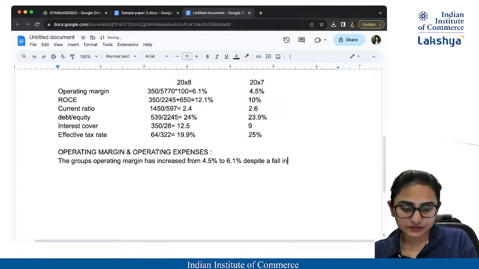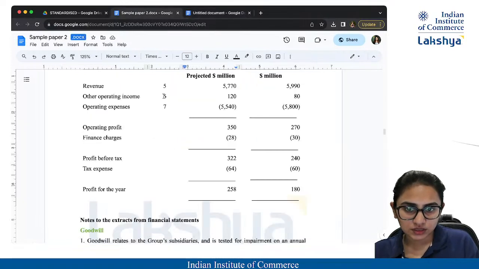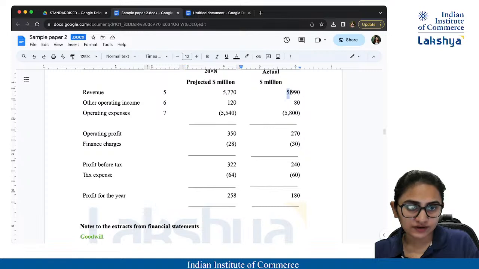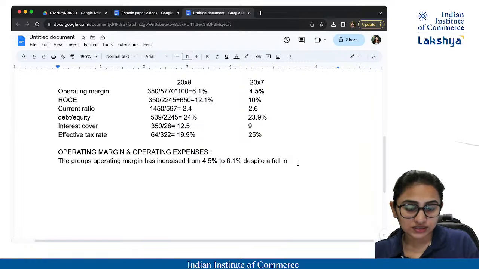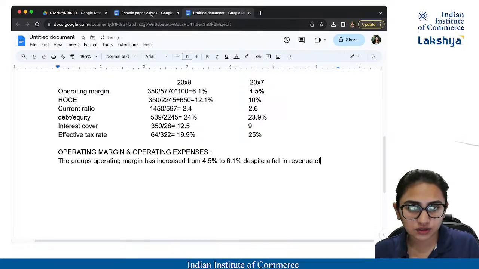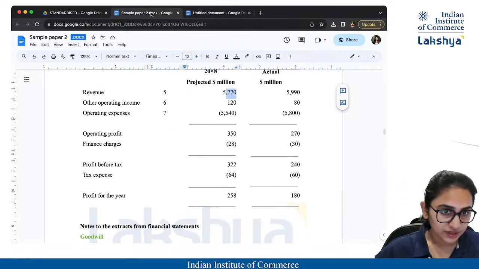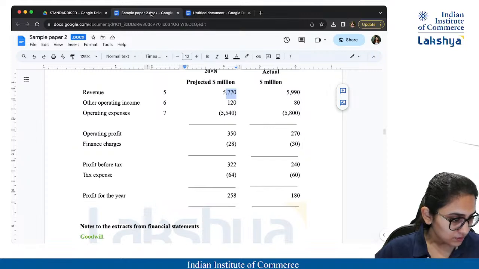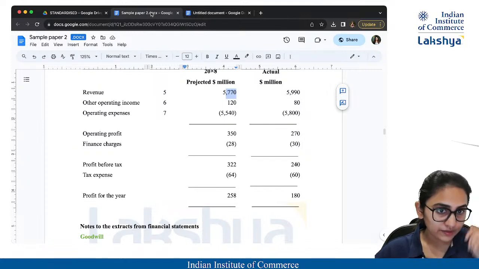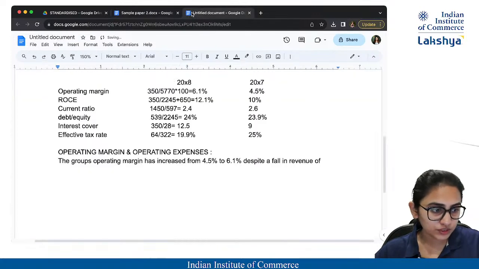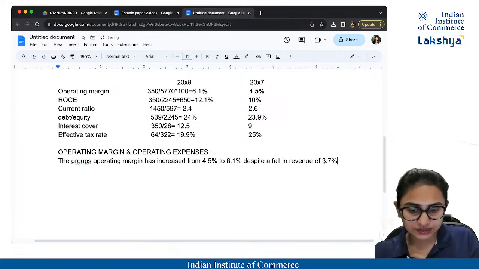Despite a fall in revenue. If you see the question, the revenue is decreasing from 5990 to 5770. So how much is the fall? 5990 minus 5770 is 220. 220 divided by 5990 into 100 will give you 3.67%, that is 3.7% is the fall in revenue.